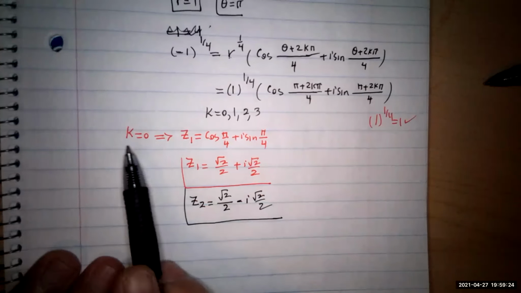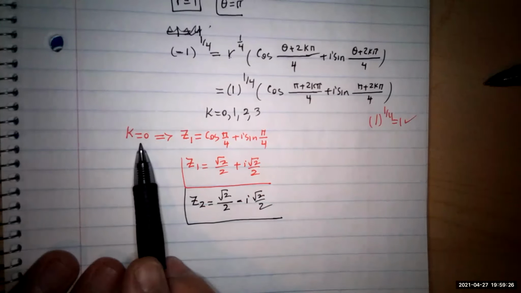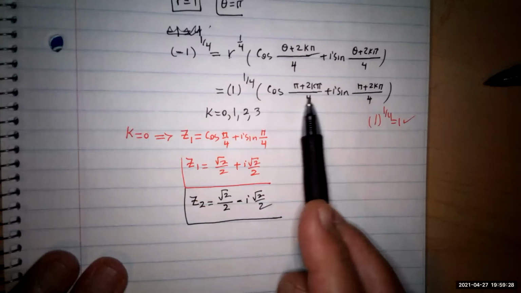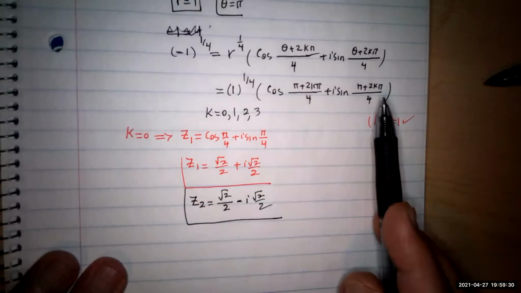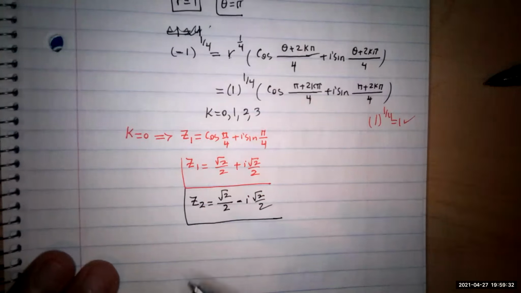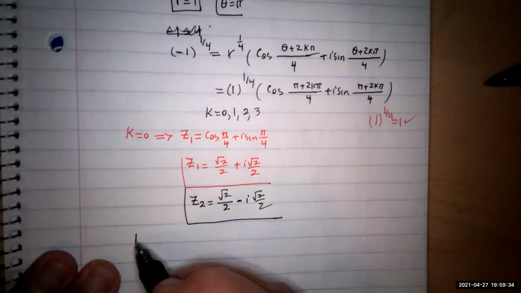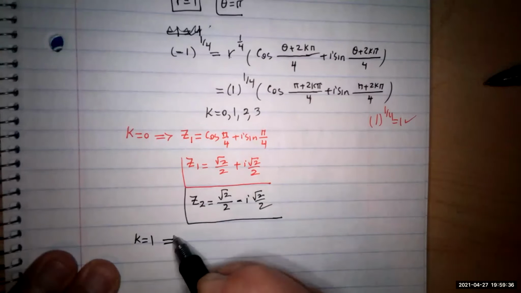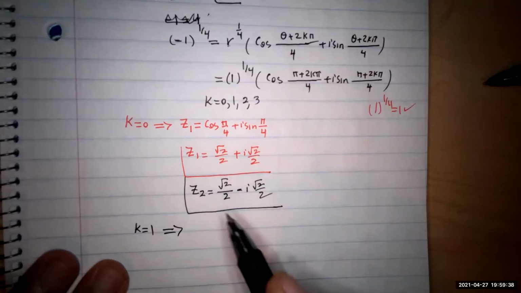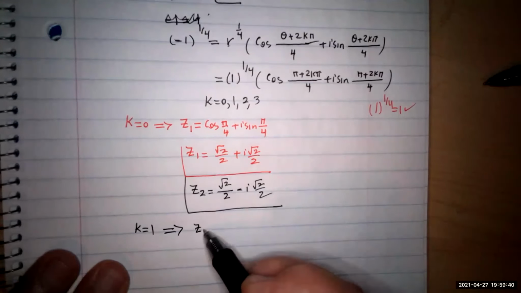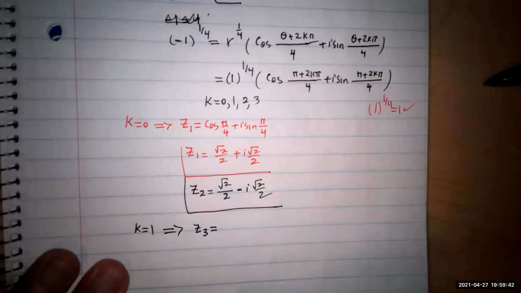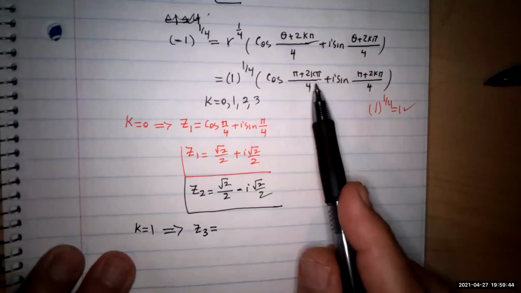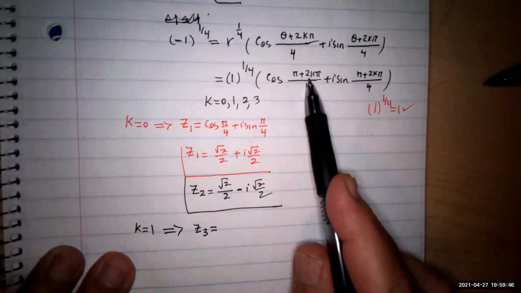So we continue. That was k equal to 0. You put k equal to 1 to get the third one, and automatically you can get the fourth one. Okay, so we take k equal to 1, so we are going to call it Z3. You put k equal to 1 here.